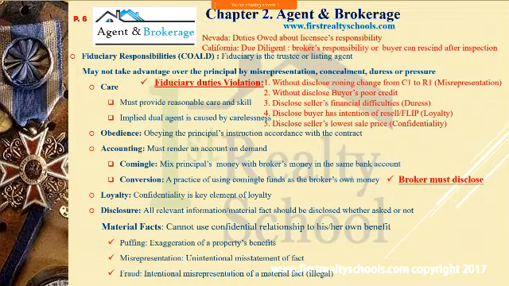Okay, next state exam question: what must the broker disclose? First, inform the seller about the roof leaking, lead-based paint. Silence means you know it. Then you have to disclose it to your customer.